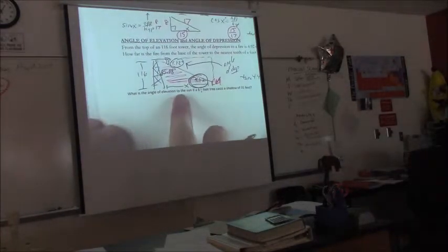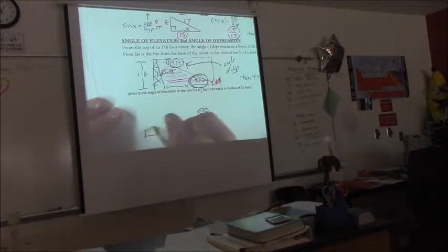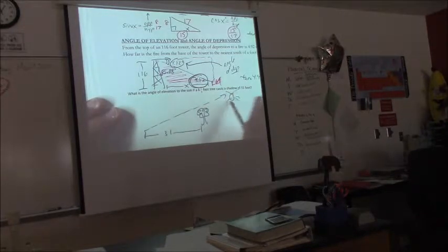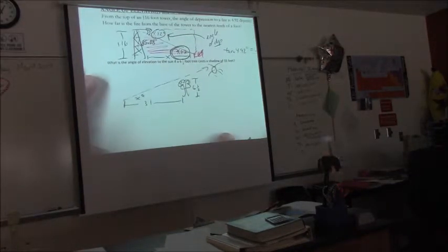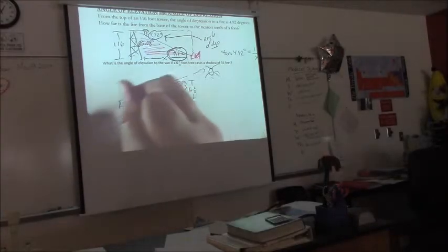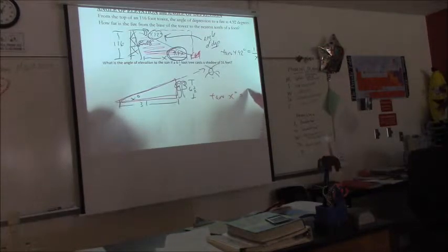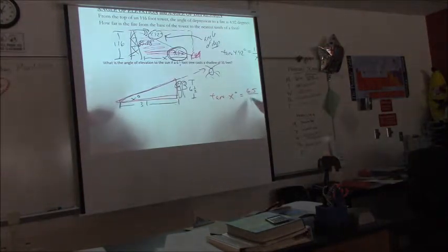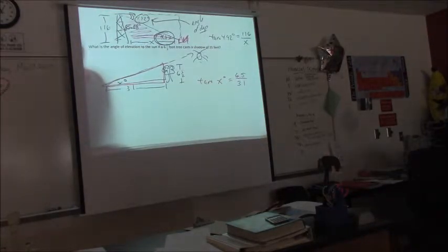All right, what about the angle of elevation to the sun if a 6.5-foot tree casts a shadow of 31 feet? So you got a tree, very short tree, casts a shadow of 31 feet. What's the angle of elevation to the sun? So they want that if the tree was 6.5 feet high. It's a baby tree. So what would I do? I'd say, well, I see the right triangle. So I'm going to use tangent of x equals 6.5 over 31. So I built my equation. What am I going to do now?